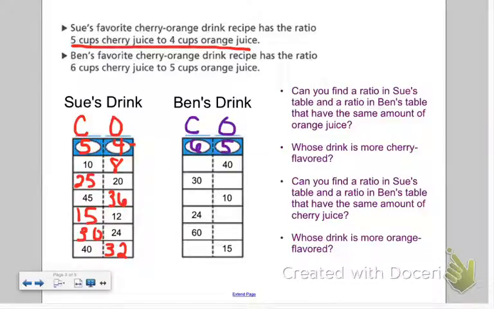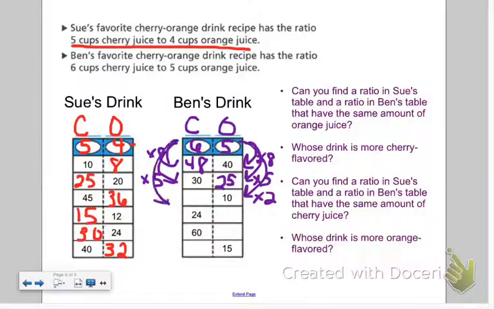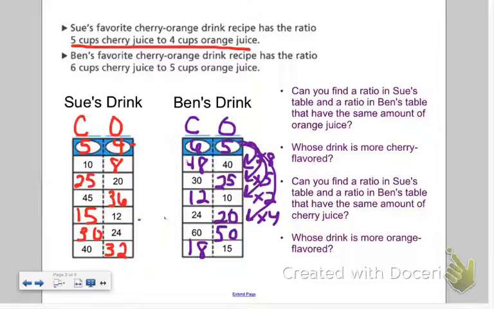So let's see, 5 times 8 gives me 40. 6 times 8, that's 48. 6 times 5 gives me 30, so 5 times 5 is 25. 5 times 2 is 10, so I'm going to times it by 2 over here. 6 times 2 is 12. 6 times 4 is 24, so 5 times 4 is 20, and so on. You can just use your multiplication to figure out the missing numbers. So there is the rest of the ratio tables for Ben, and of course Sue we had at the beginning.